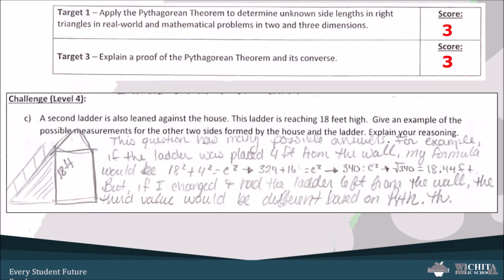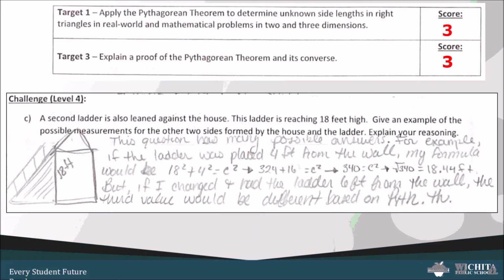It tells us that a second ladder is also leaning against the house. This ladder is reaching 18 feet high. It asks us to give an example of the possible measurements for the other 2 sides formed by the house and the ladder and explain their reasoning. As you can see, Andrea went ahead and drew us a diagram that shows that the ladder is touching 18 feet high on the wall of the house.